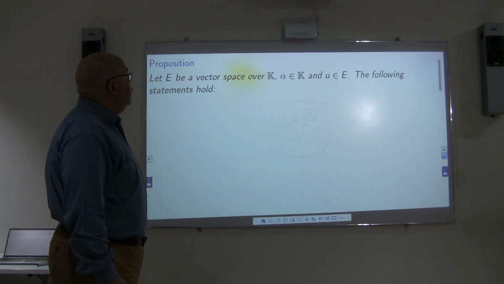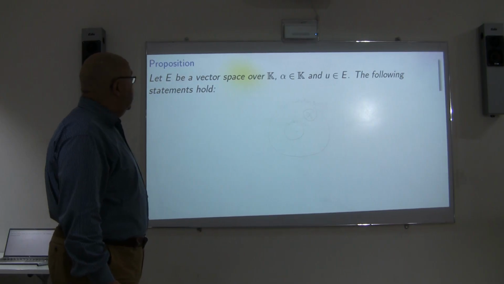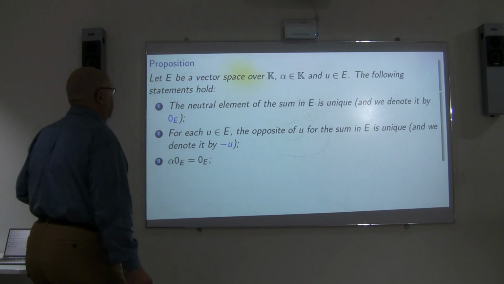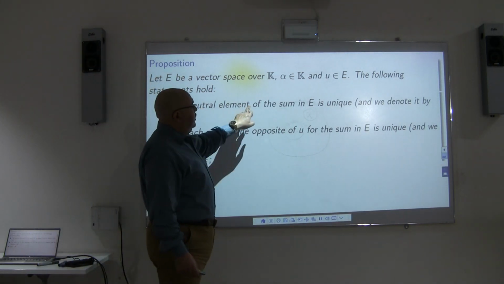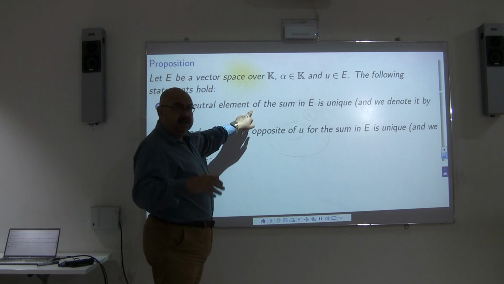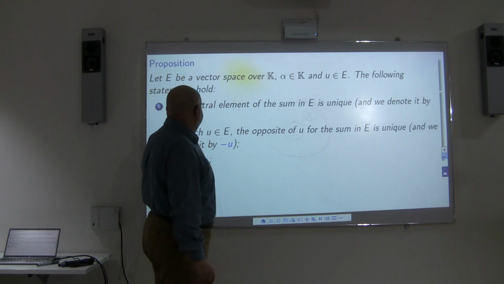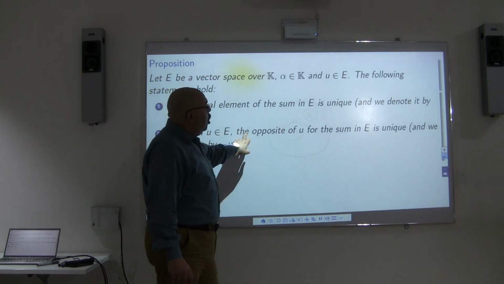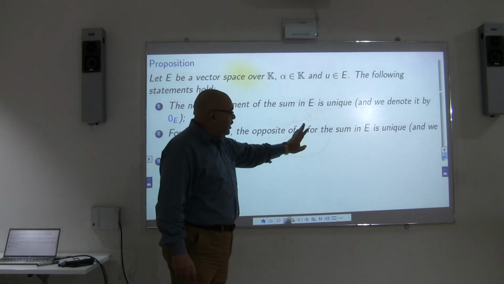Let E be a vector space over K, and alpha and U. The following statements hold. The neutral element of the sum in E is unique. This is exactly what we said. The neutral, which means the identity, like the 0, 0, 0. For each U belonging to E, the opposite of U for the sum of E is unique.